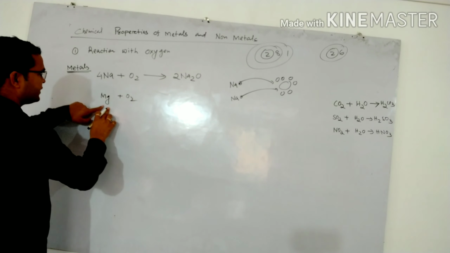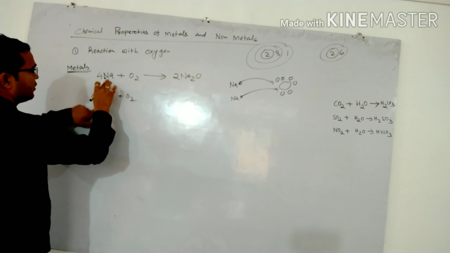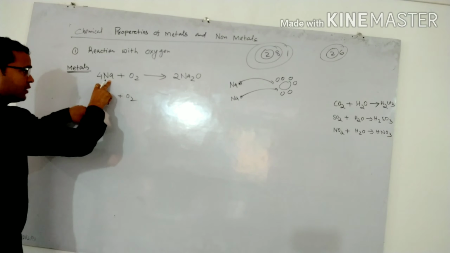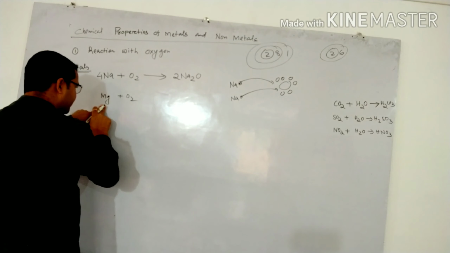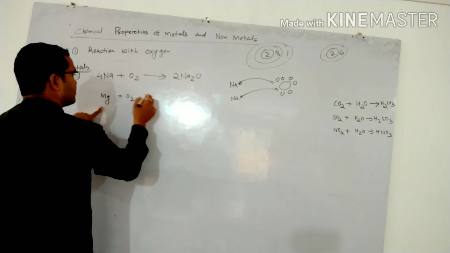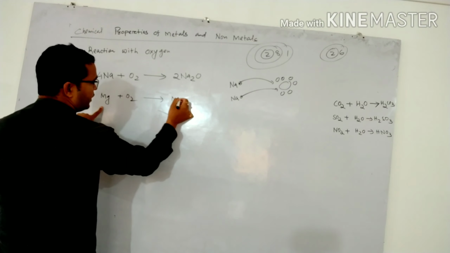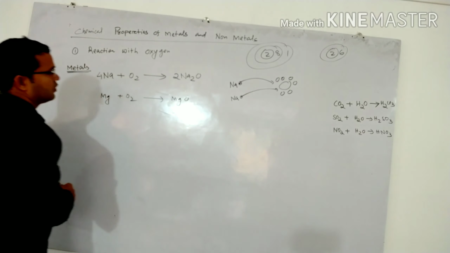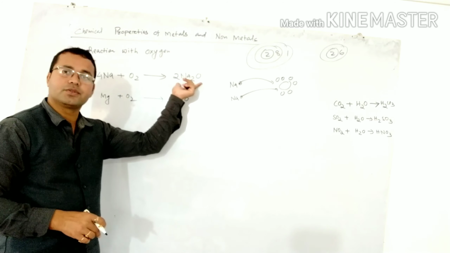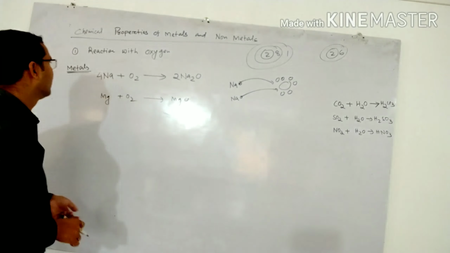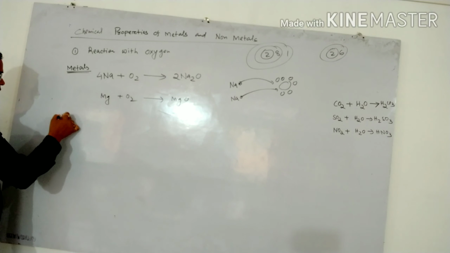Remember the valency of magnesium is 2. The valency of sodium was 1. That's why we had to put 2 here. The valency of magnesium is 2. The valency of oxygen is also 2. So the formula would be MgO. So this is called magnesium oxide. This is called sodium oxide. Next, reaction with non-metals.